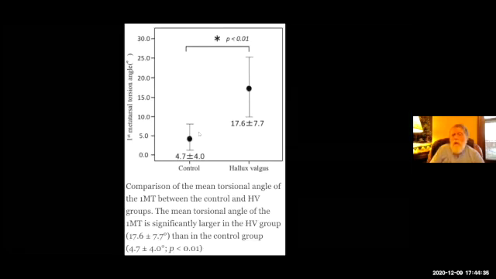This is what they came up with for numbers when they were doing that. They had 18 degrees and 5 degrees. So the bunions had 18 degrees of eversion of the first metatarsal head, and the control group had 4.7 degrees.